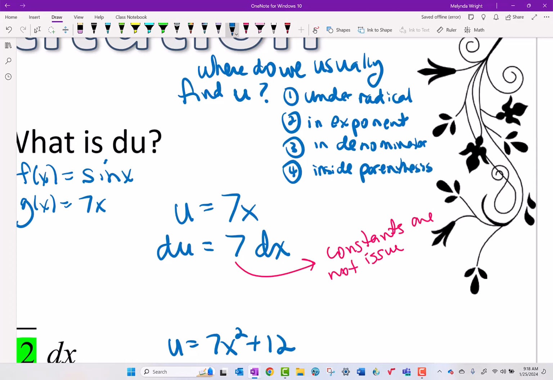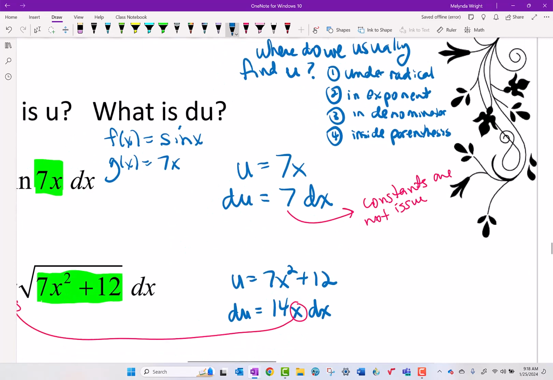And I'm going to spell parentheses wrong. I'm sorry, did I spell parentheses wrong? Is there an E on it or something? Is that right? Okay, so that's the 4th place. So I'm trying to give you the most common places to look: under the radical, in an exponent, in the denominator, inside parentheses.